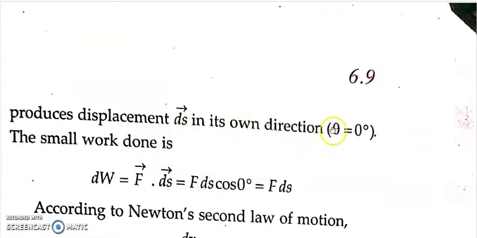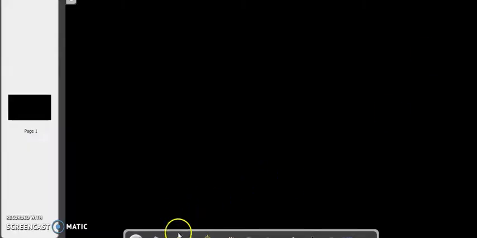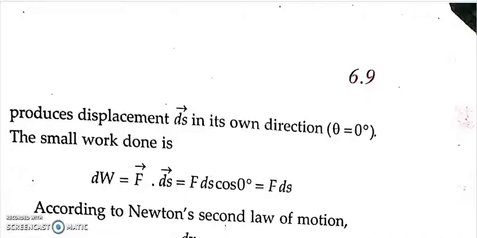Theta is zero here because the displacement is in the same direction as the force you applied. So the angle between force and displacement is 0 degrees. This is the expression for small work done. We cannot calculate variable work directly, so we take a small part.